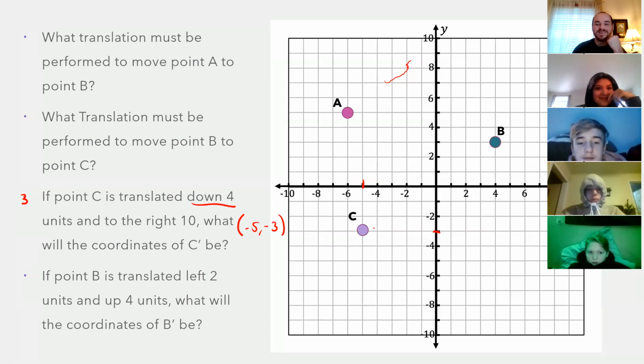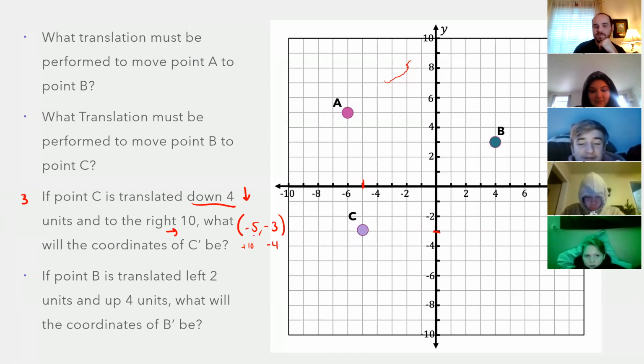You can't just go down. So what you're going to do, in a mathematical sense, is subtract 4 from your y value. If we subtract 4 from the y, that means we're going in the negative y direction. That's down. To go to the right 10, we're going to add to the x value. So add 10 to this. -5 plus 10, that's +5. -3 minus 4, that's -7. So our new point C prime will be at 5, -7.